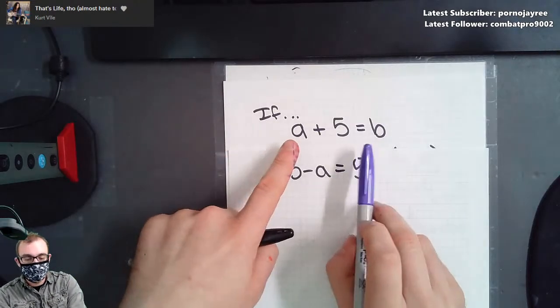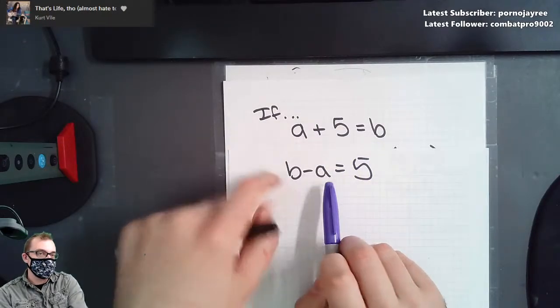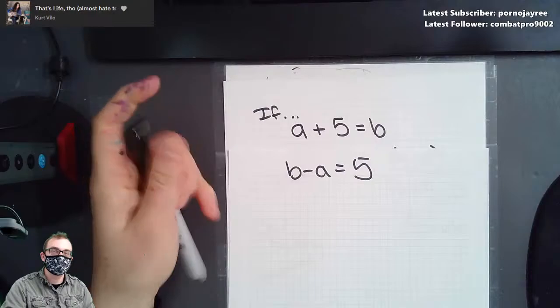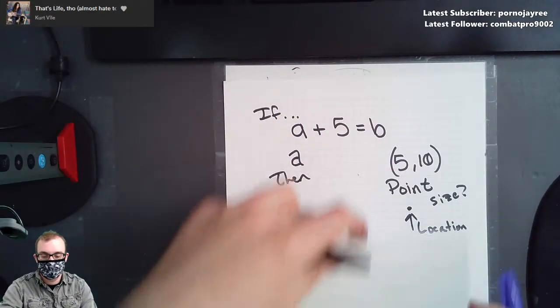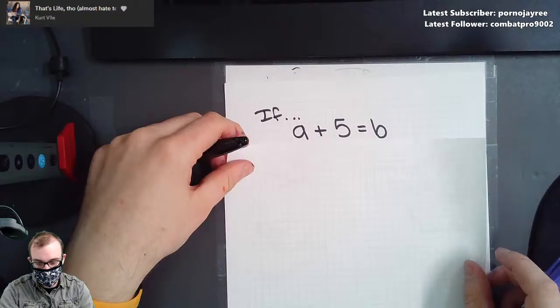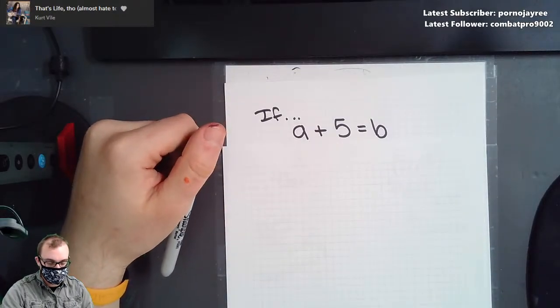You notice how A and B aren't together here, but they are together here? We need to get A and B on the same side. How do you want to do it? How do you go from this to this? We want B and A to be together on the same side. How do you want to do it?